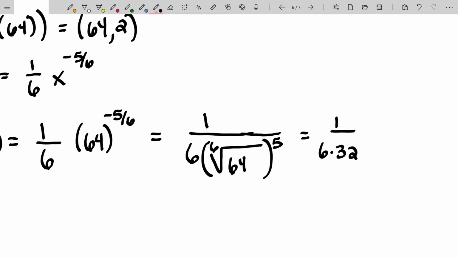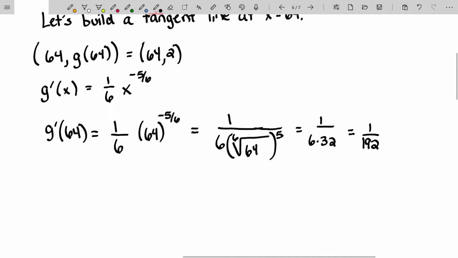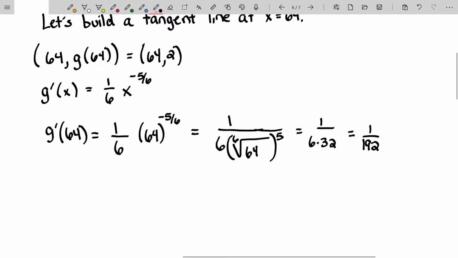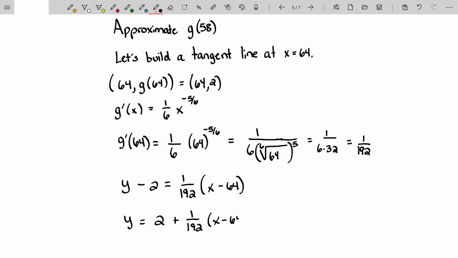That's 192. 1/192. Let me just double check that. Yep, that's right. Checking everything else, 2 to the 5th is 32. Yep. So there we go. So we have a slope and a point. So our tangent line equation is y minus the y value is equal to the slope times x minus the x value. And now we're going to go ahead and solve this for y. That's 2 plus 1/192 times x minus 64.